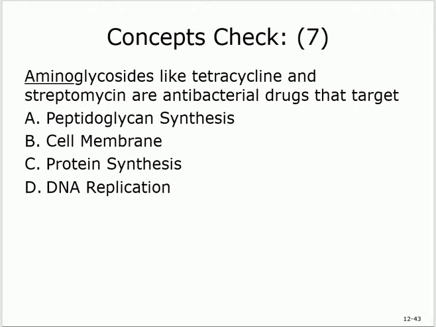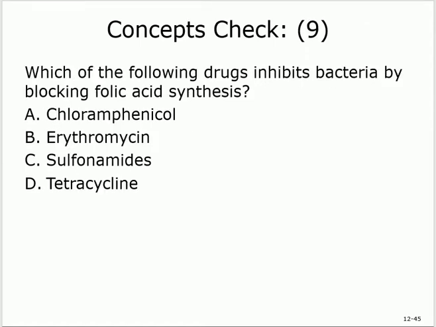Okay, can you answer this? Protein synthesis. What does amino mean? Amino acid, protein. Yes. So tetracycline and streptomycin work on protein synthesis. Which organelle? Ribosomes.